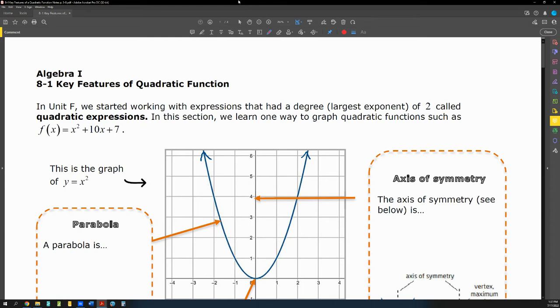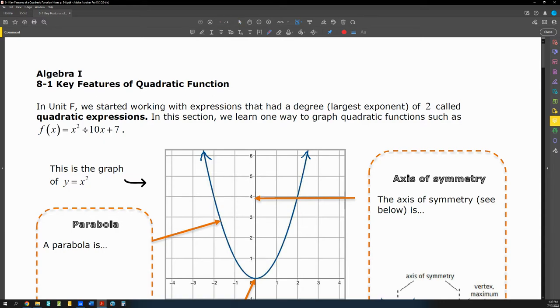Hi everyone. Today we're going to be continuing our notes on quadratic equations and quadratic functions by exploring the topic key features of a quadratic function. In Unit F, we looked at polynomial expressions that had degree 2, where the largest exponent was 2. These are called quadratic expressions. In this section, we're going to look at the graph of quadratic functions and equations.